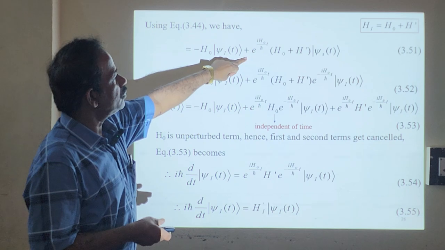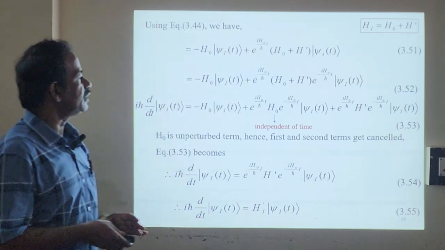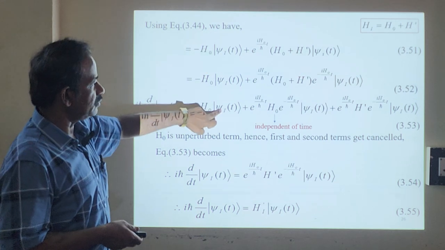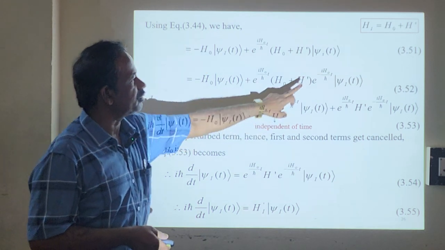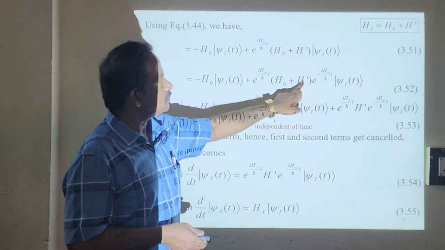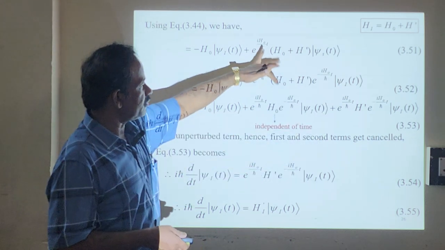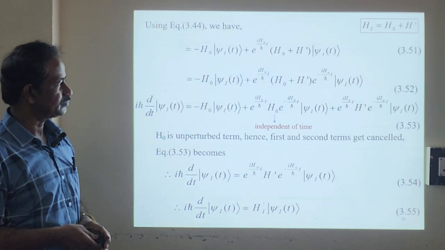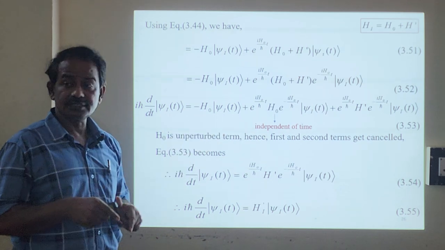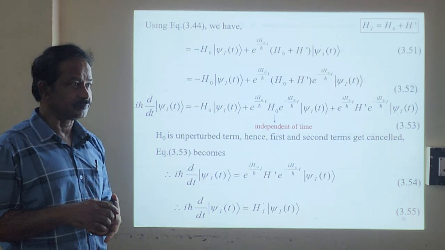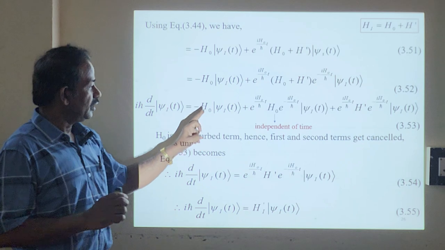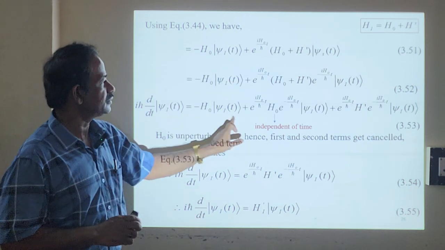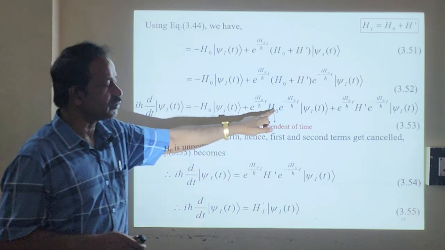So exactly like this, you will get exactly like this. Now you just separate the terms. These two terms we have separated, correct? And these two terms we have separated. So in terms of h naught, and in terms of h prime. Of course we know that h naught is the unperturbed term, which is independent of time, and this term and this term will get cancelled, correct? This term and this term will get cancelled. This is independent of time.